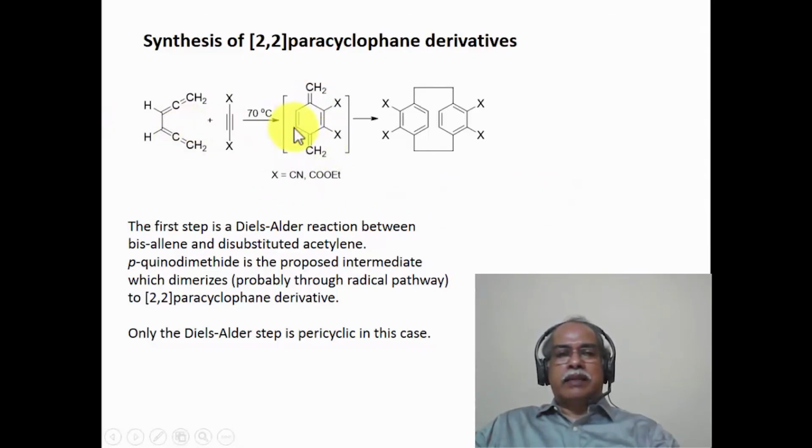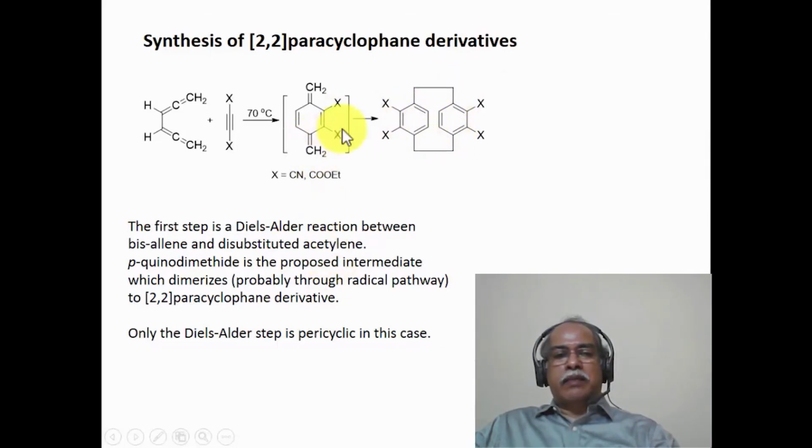Now this is the concerted step that we are talking about, namely the 4pi 2pi suprafacial cycloaddition reaction between the bisallene and the acetylene moiety, which produces this disubstituted quinodimethane derivative. The paraquinodimethane derivative undergoes a dimerization reaction to produce this particular 2,2-paracyclophane derivative.